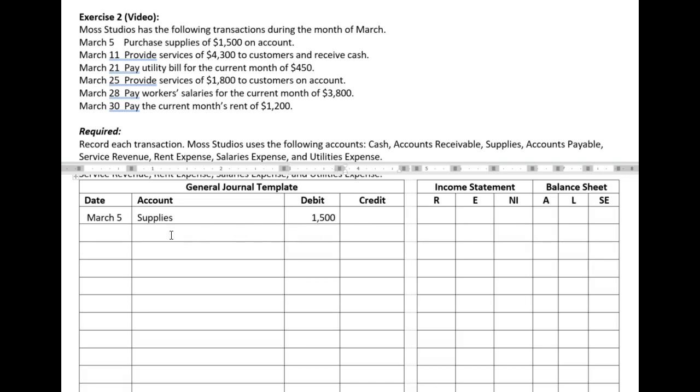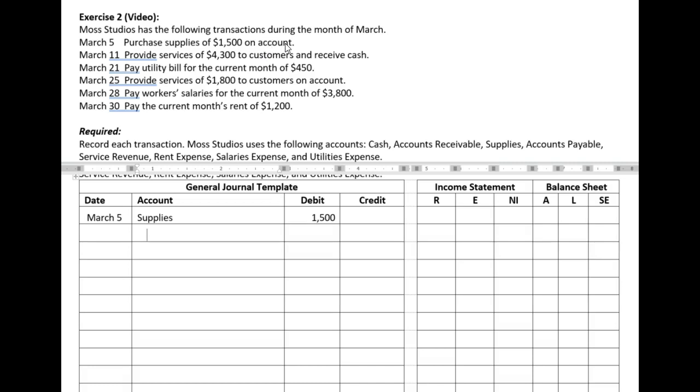Now what's offsetting that? Well, what's the source of that asset? It can be one of two things. We can either spend additional assets on it, which would be cash, because we can purchase things with cash, or we purchase on account, which means we now owe a creditor to our company. Well, what does this say? It says on account. Well, do they owe us money or do we owe them money? Well, we're the buyer here, so we owe the other person money.